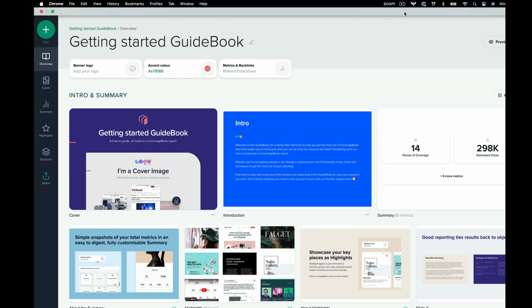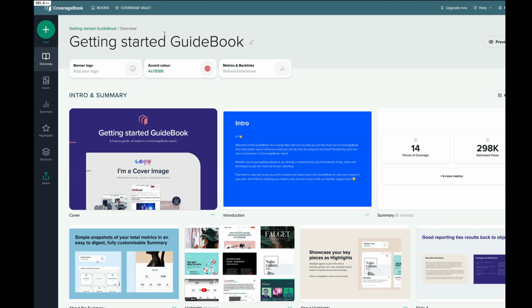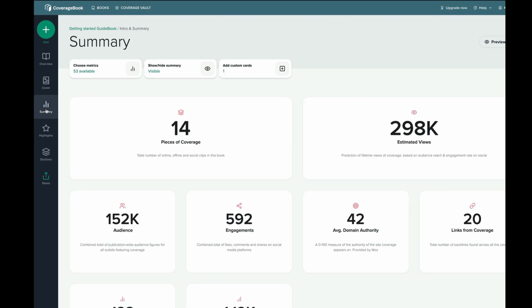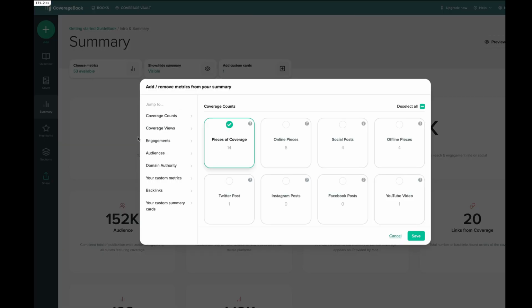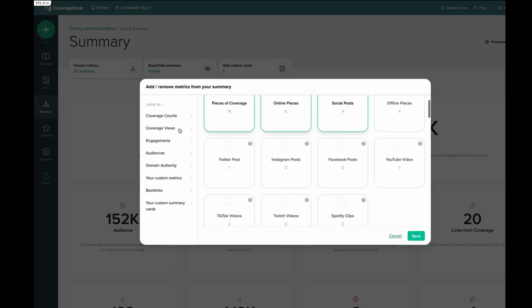So now that we understand the metrics at clip level, we can head on over to the metrics summary to choose which ones we want to display overall. First up is coverage counts. So that is simply a count of how many pieces of coverage you have. You can have this overall, or you can break this down per platform.